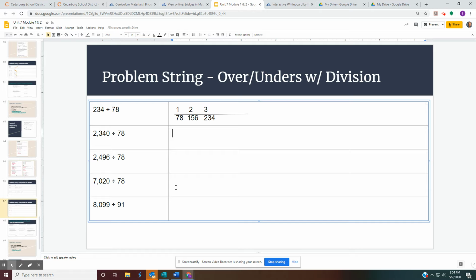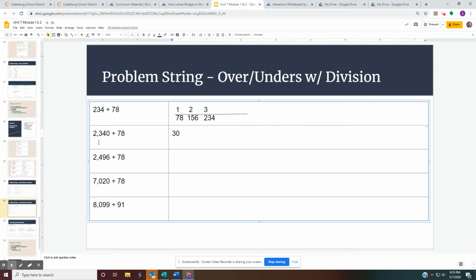So then what's 2,340 divided by 78? Do you notice anything similar between these two problems? Yes, it's the 2, 3, and 4. And all they've done is added a 0. If I add a 0, that means I'm multiplying my answer by 10. So what is 3 times 10? 30. Good work.